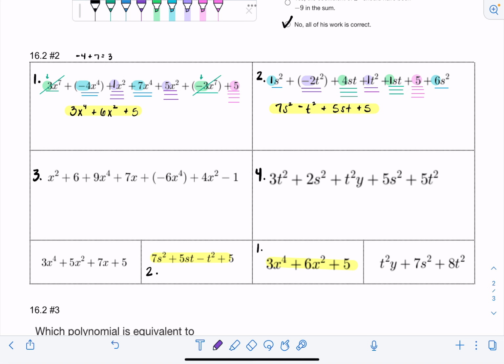So what they have is they have the 5st second. So if I were to rewrite it in that order, it would be 7s squared plus 5st minus t squared. Notice that the minus stays with the t squared, it belongs with it, and then plus 5. So these are the same exact answer.